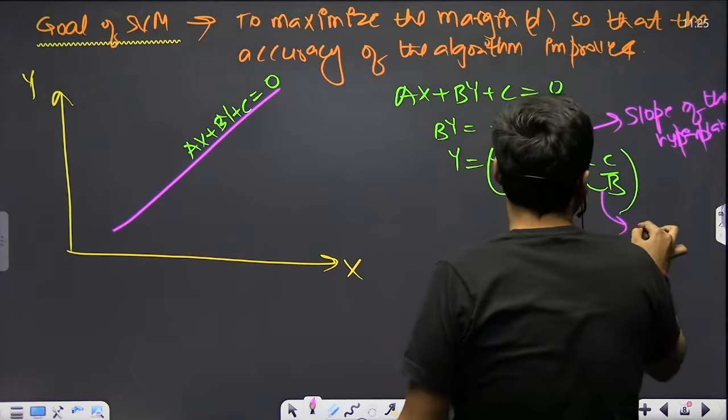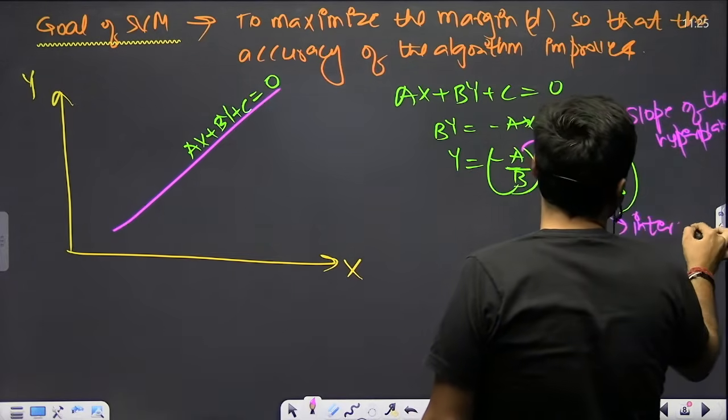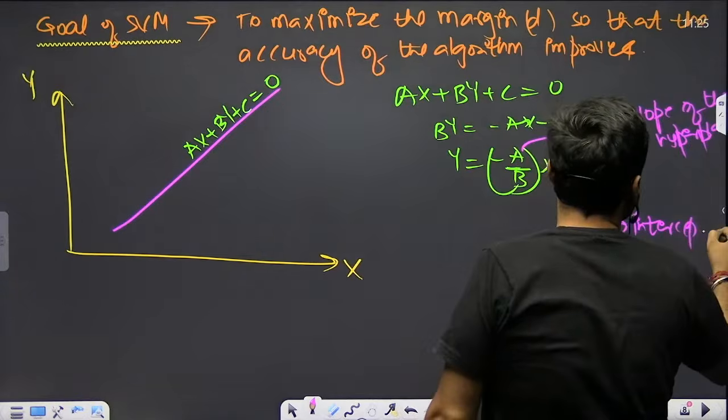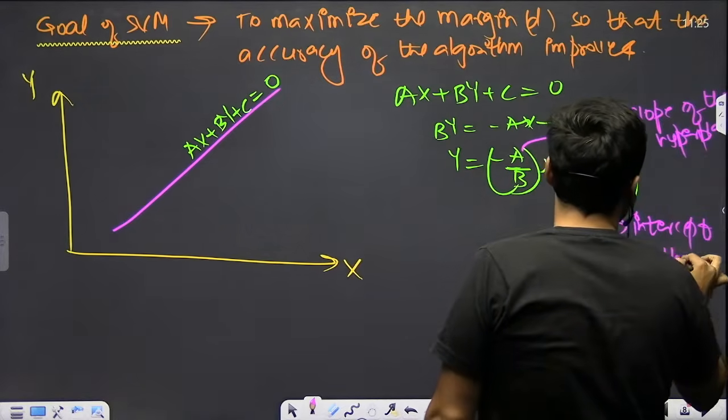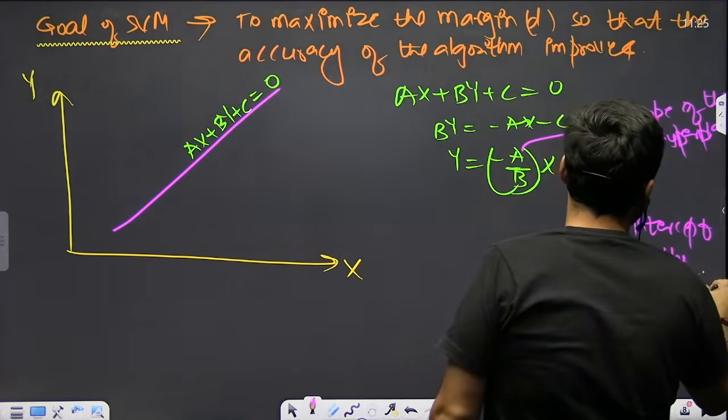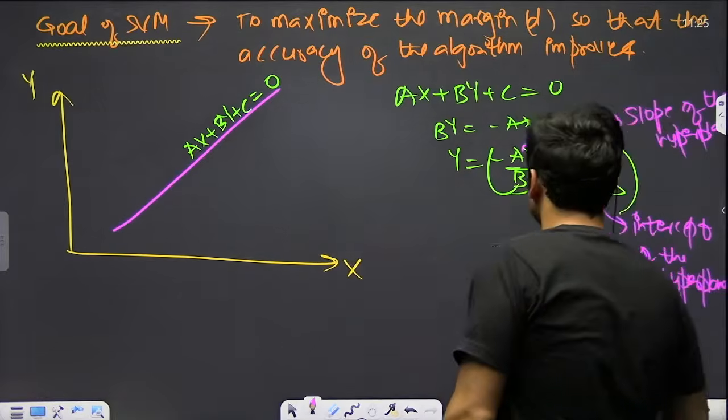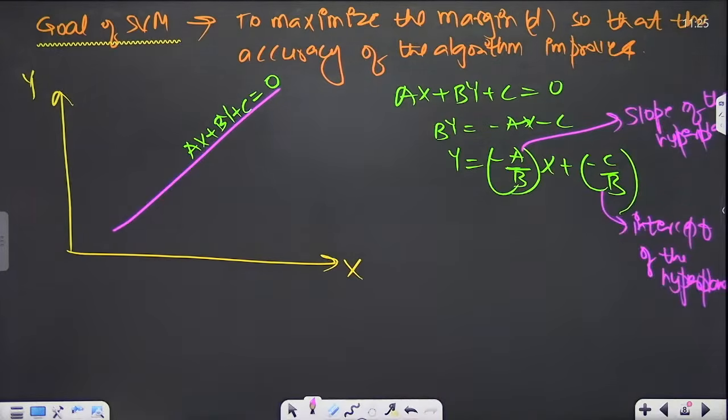And this is the intercept of the hyperplane. Okay, this is the intercept of the hyperplane. So this concept you should remember. So that is the slope and that is the intercept.